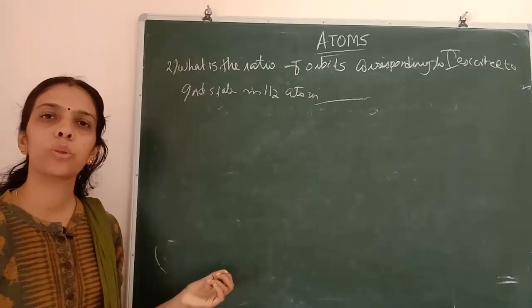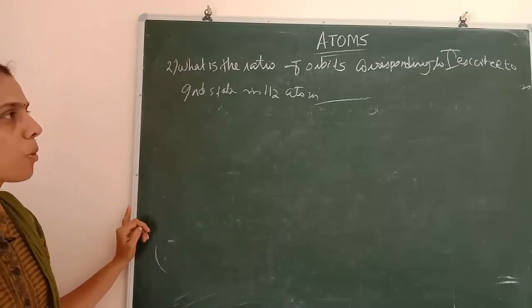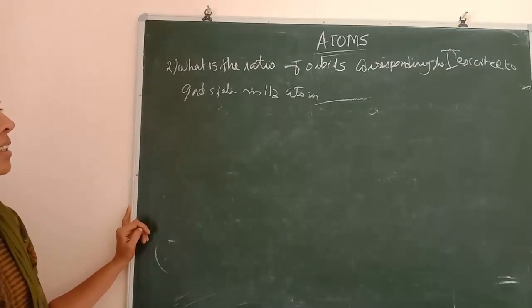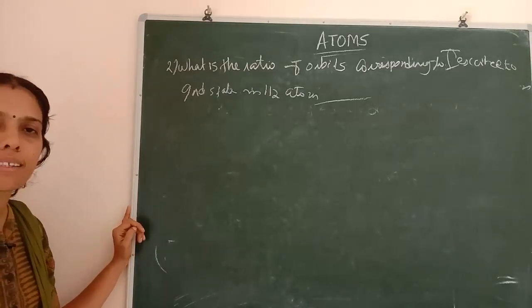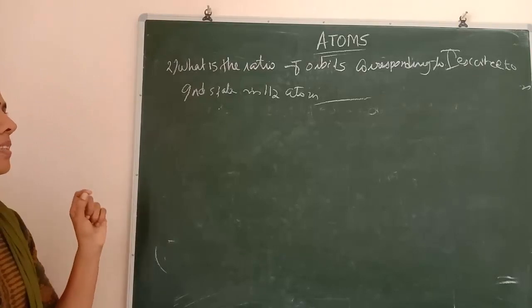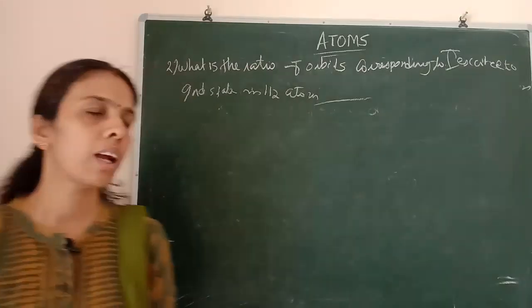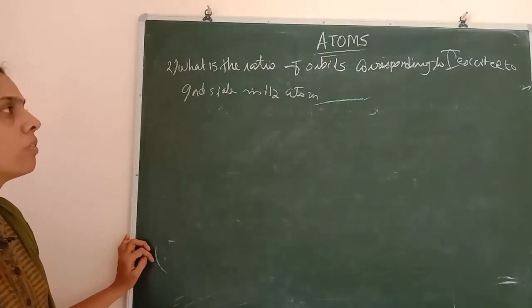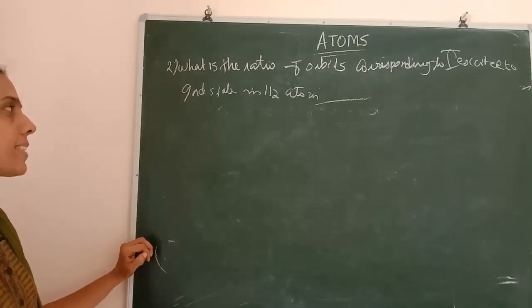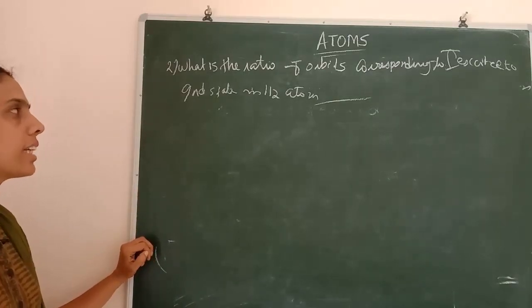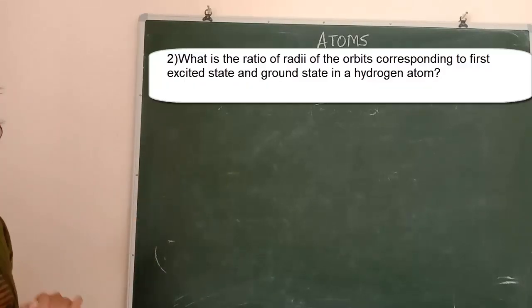Clear? The next question is: what is the ratio of the radii of orbits corresponding to the first excited state to the ground state in a hydrogen atom? That means the orbital distance. What is the ratio of the radii of orbits?